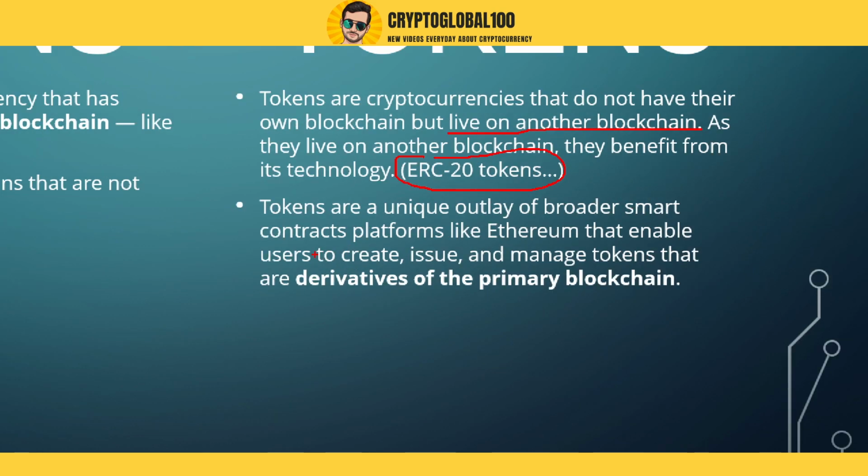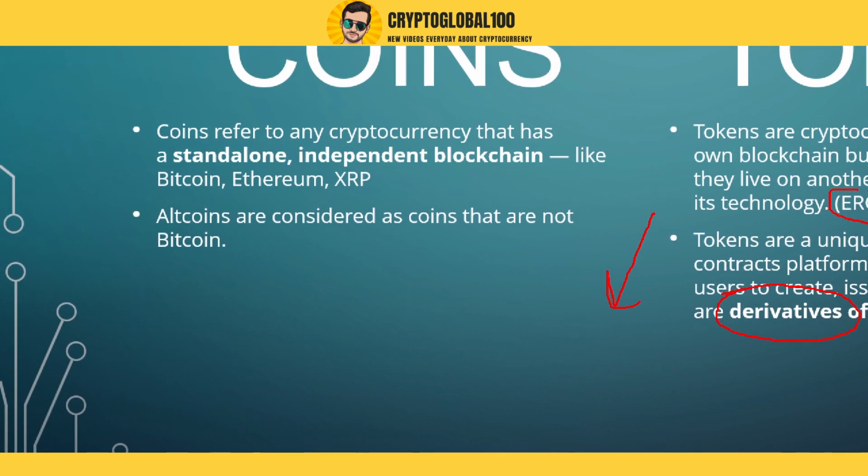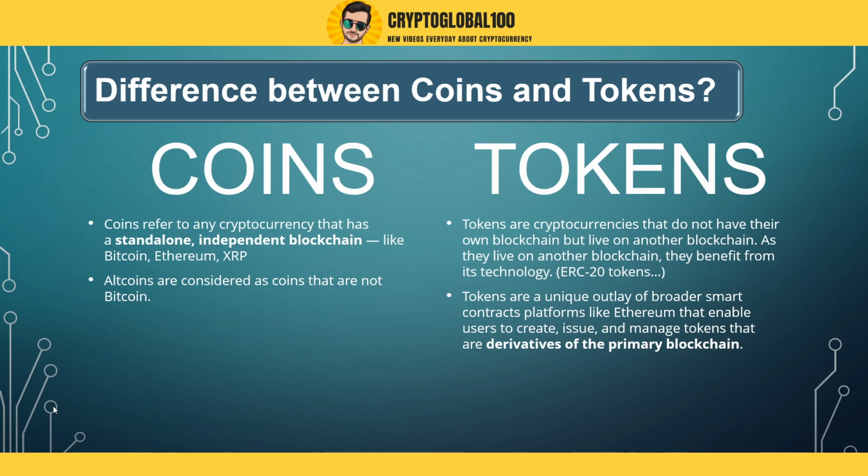You got the idea? The derivatives, this is the main thing. They are derived from the blockchains like Ethereum, like XRP, like Cardano. Nowadays a lot of coins are being built on the Solana blockchain, on the Matic blockchain. So you can call those coins, those projects, to be tokens, because they are derivatives of the initial blockchains.